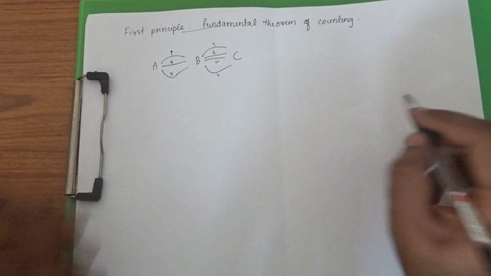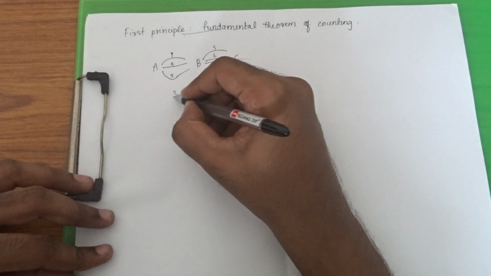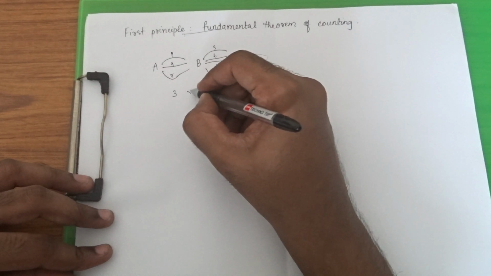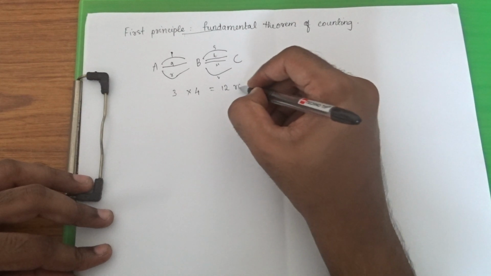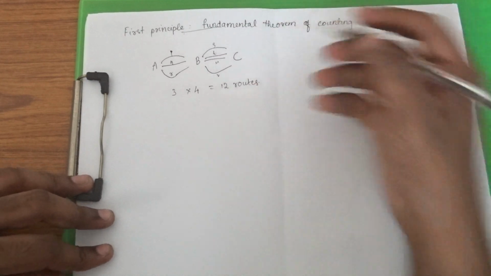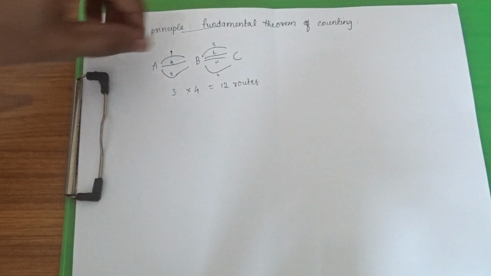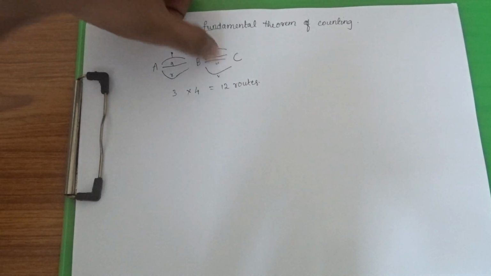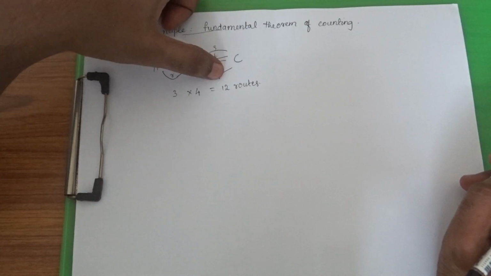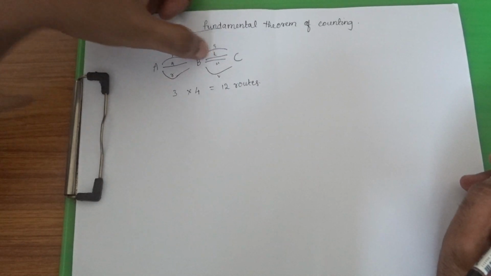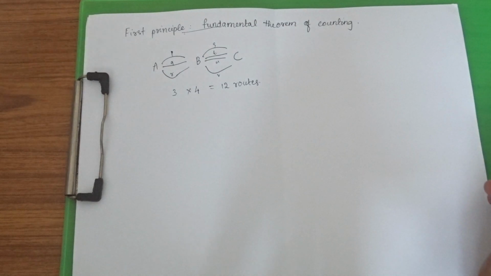And the answer to this would be, there are 3 roads from A to B and there are 4 roads from B to C. 3 into 4 is equal to 12 different routes can be figured out. Right? If you want to see them, it would be PS, PT, PU, PV. That's 4. There's QS, QT, QU, QV. That's another 4. RS, RT, RU, RV. That's another 4. That's a total of 12 different routes.